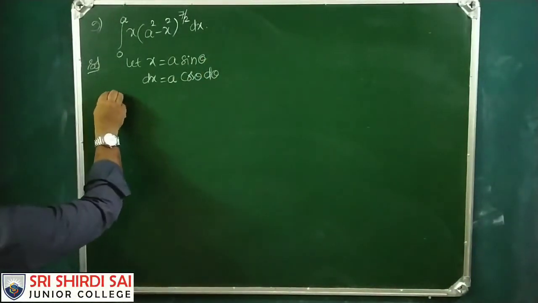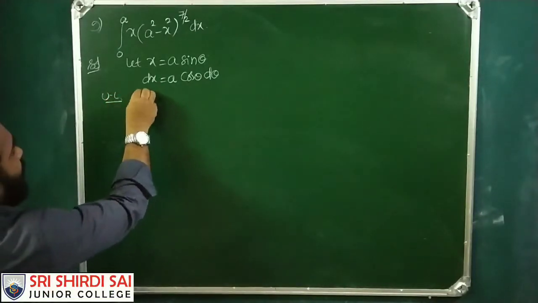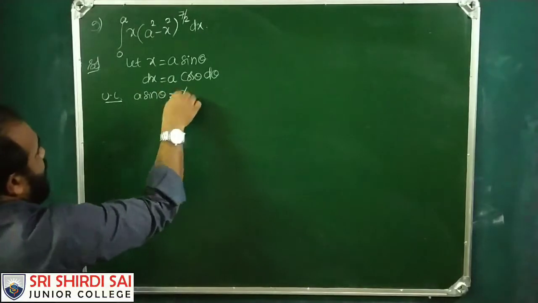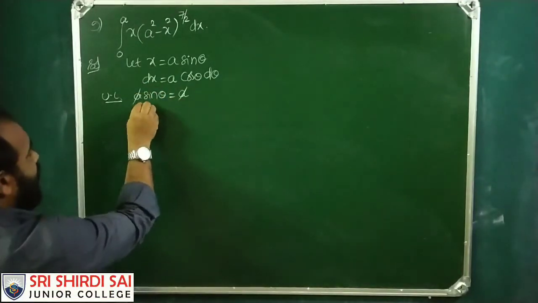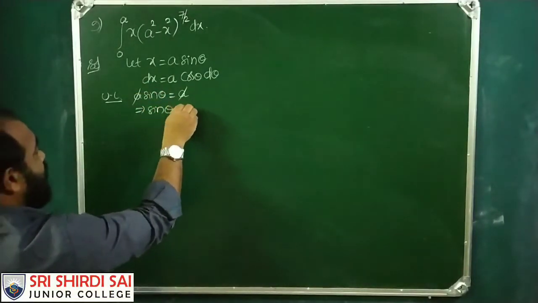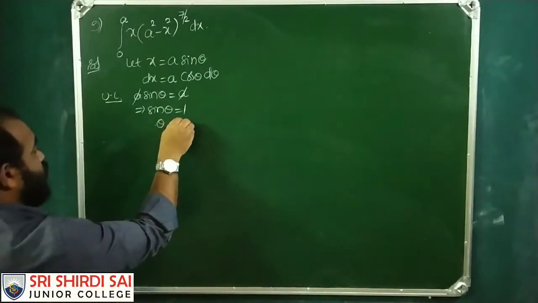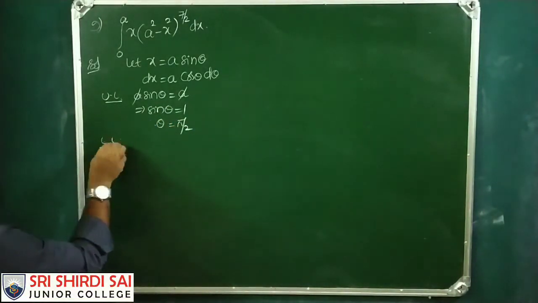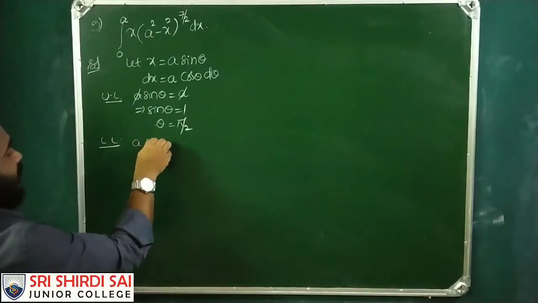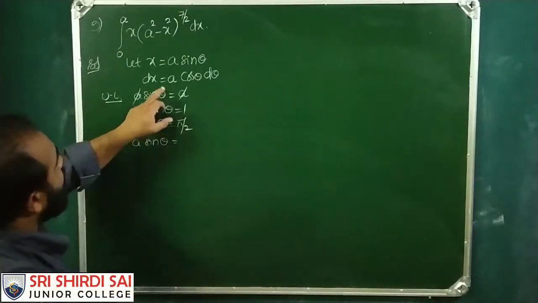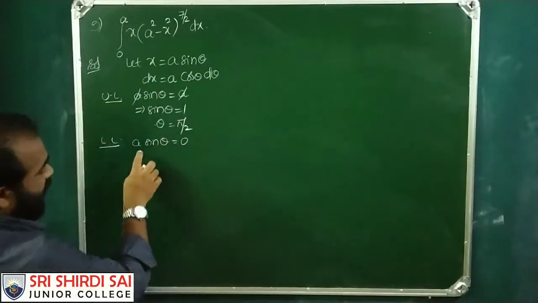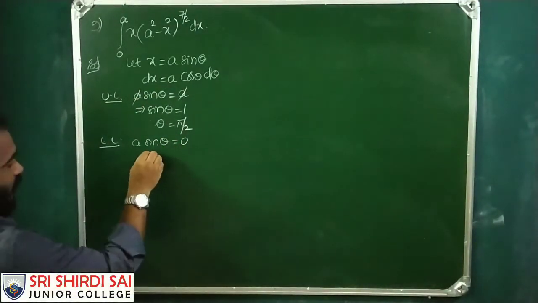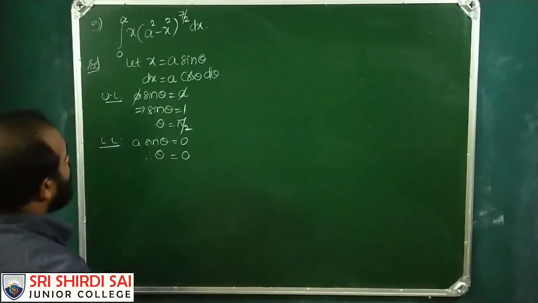Upper limit: a sin theta is equal to x, a gets cancelled, therefore sin theta is equal to 1, therefore theta is equal to pi by 2. Likewise, lower limit: a sin theta is equal to x, the value is 0, a sin theta equals 0, sin theta equals 0, therefore theta is equal to 0.